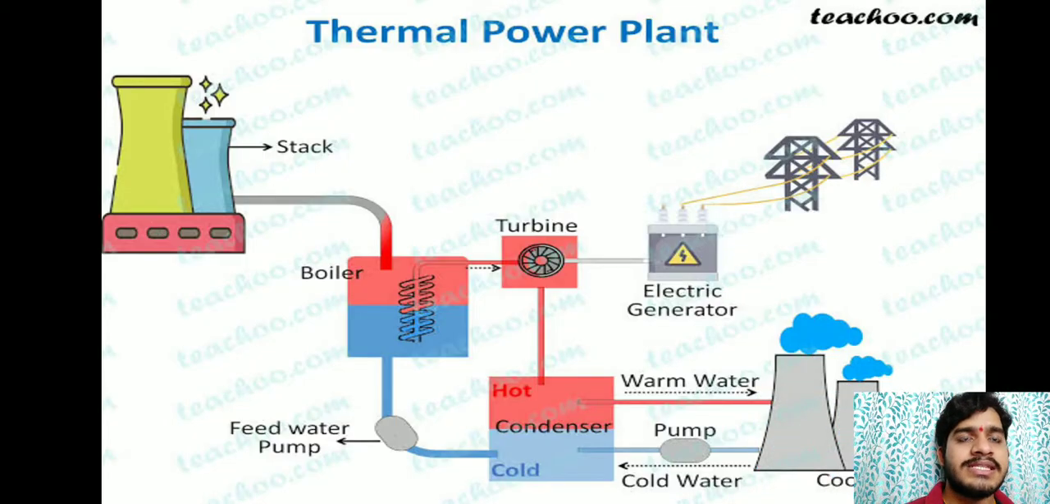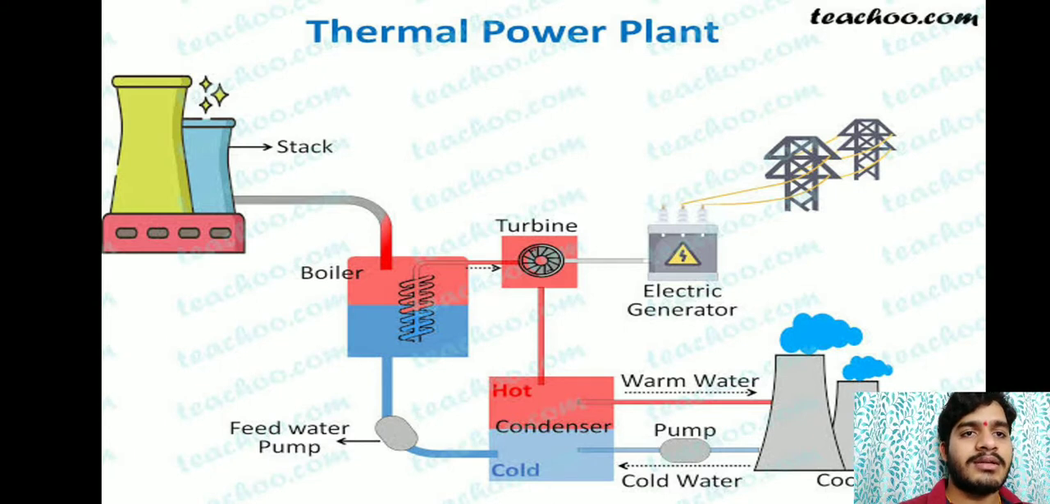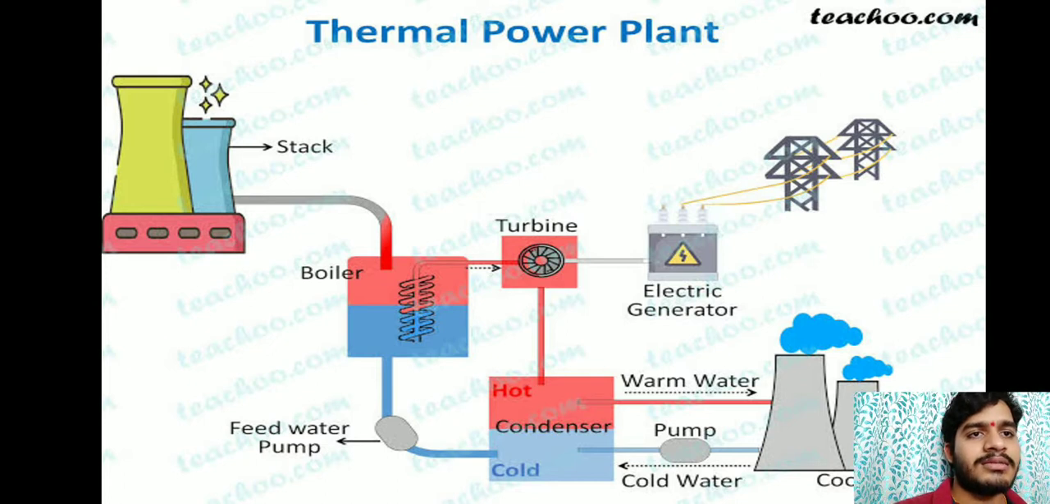And here you can see the basic steps through the images. First, the water is taken from the source and then it is boiled in the boiler, and then the hot steam is sent through the turbine, and due to the rotation of the turbine, the mechanical energy is converted into electrical energy through the generator, and that generated electricity is then supplied to the high voltage electrical lines.